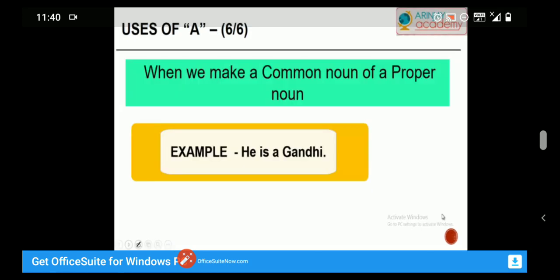Next, sixth use. We use the article a when we make a common noun of a proper noun. For example, he is a Gandhi. In this example, it implies that he is a man like Gandhi. Okay?